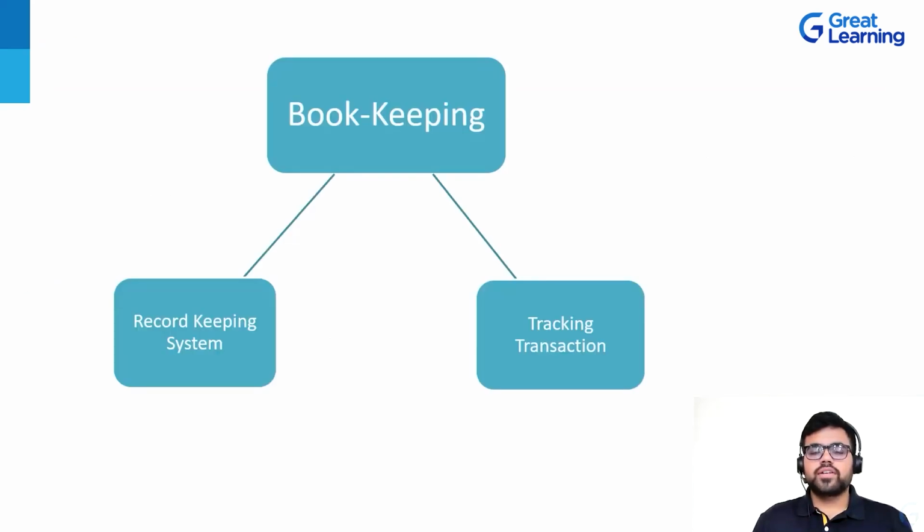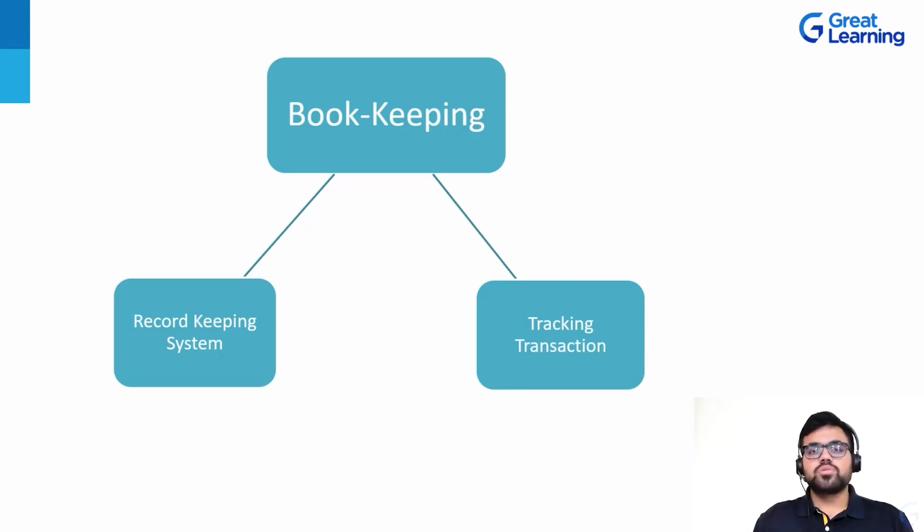Now, bookkeeping in itself is a long and a tedious task to do. And to make sure everything goes perfectly in the most efficient manner, this is divided into two sections. One is record keeping system, and the second one is tracking the transactions. Now, in order to make that system, there should be some terms and terminologies that are commonly known to everyone, like revenue, assets, and so on. So, we'll know about that in the coming videos.